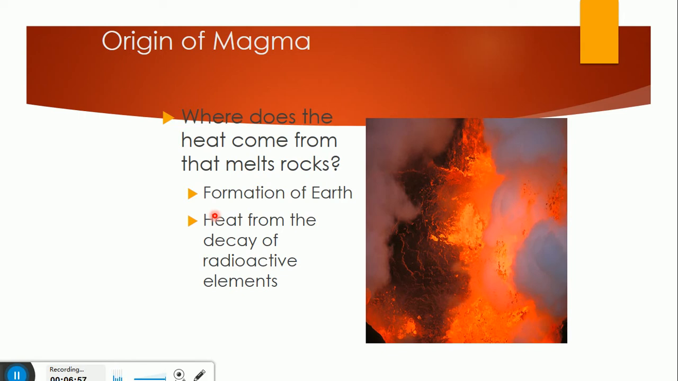And this is because of the equation E equals mc squared: when mass is converted into energy, a huge amount of energy is generated, and hence the main heat source of the magma is the decay of the radioactive elements.